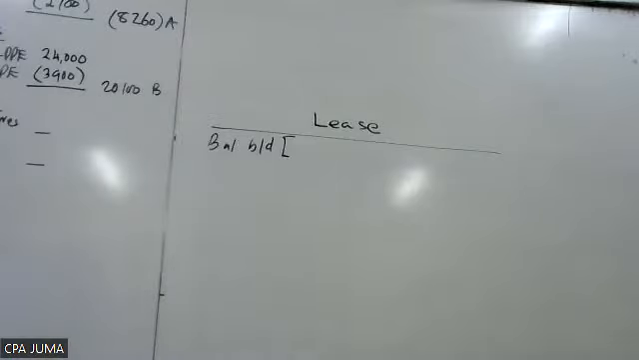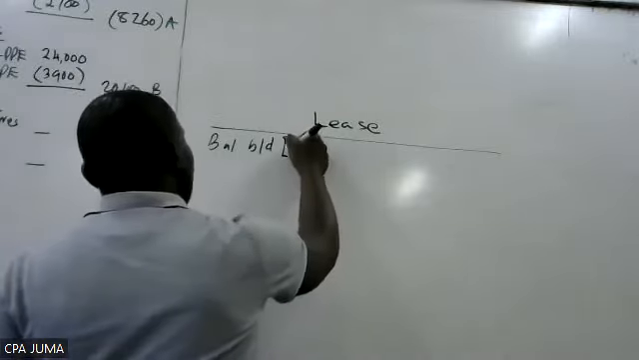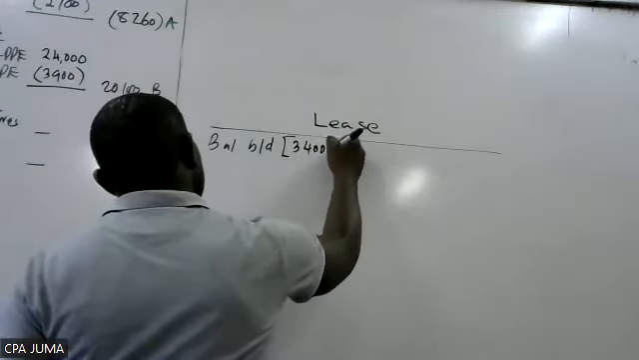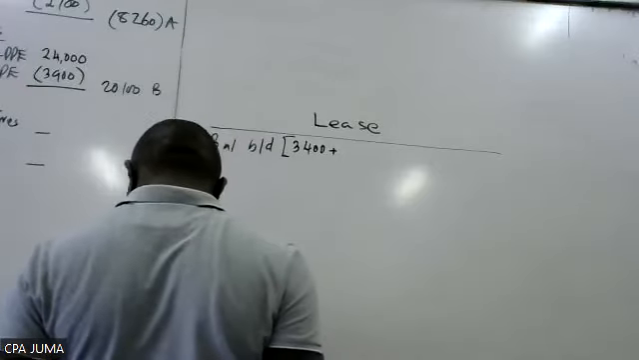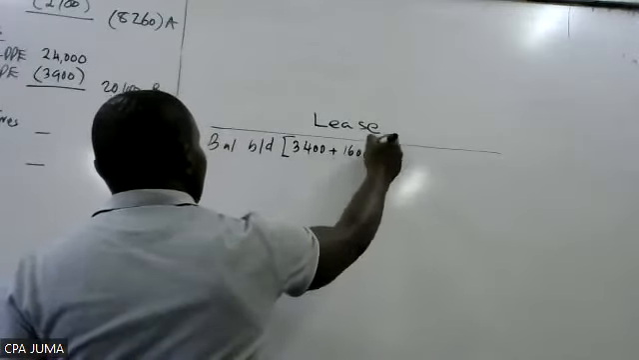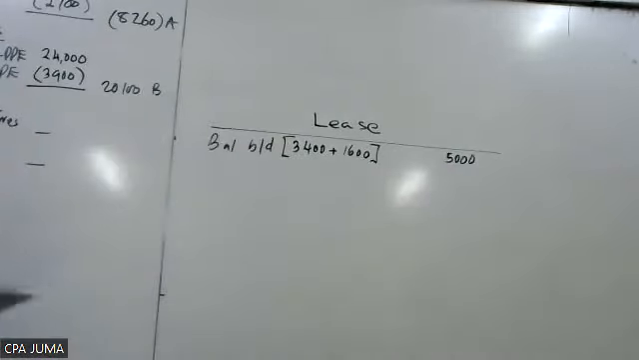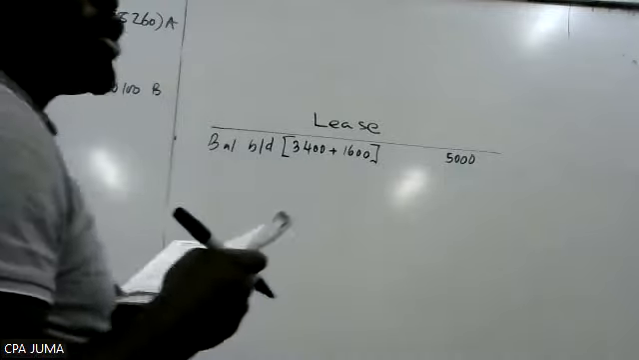So lease obligation at the beginning, non-current was 34, current 16, giving you 50. I hope you are seeing where everything is coming from. Then I want you to look at note 3. Check note 3, during the year.